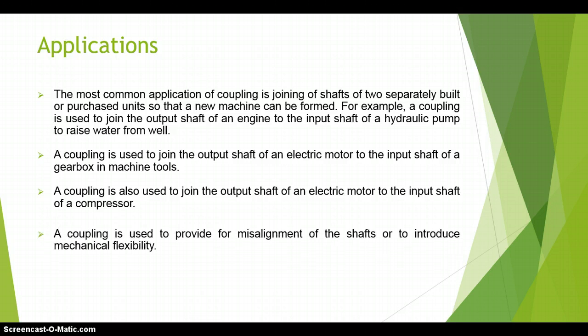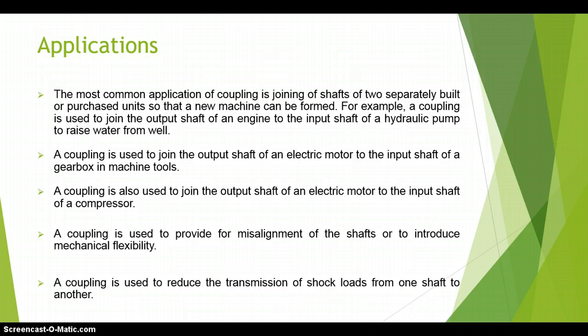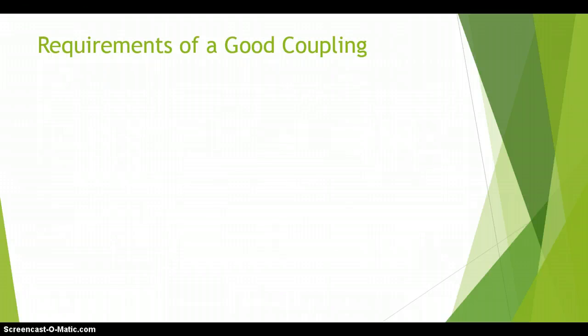It is used to provide for misalignment of shafts or to introduce mechanical flexibility. Now what is misalignment, we will discuss later on. It is also used to reduce the transmission of shock loads from one shaft to another. When we use two long shafts, there is a chance of vibration and bending of the shaft. To avoid that, we will use a coupling.